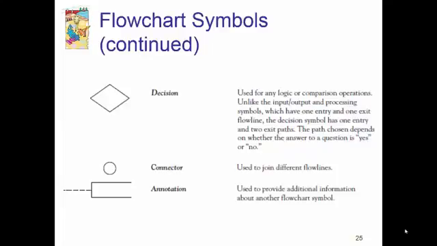So then we have our diamonds, which are decisions used for logic or comparison operations. Unlike the input and output processing symbols, which only have one entry and one exit flow line, decision symbols have one entry and two exit paths. And the path chosen depends on whether the answer to the question is yes or no. We have a circle, which is a connector used to join different flow lines. And then we have our little dotted tuning fork, which is an annotation to provide additional information about a flowchart symbol.